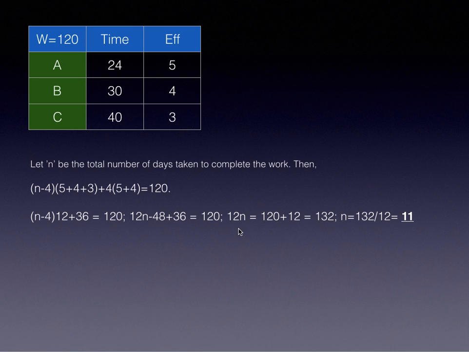Or we can do like this also. 12n minus 12 is equal to 120. That is 12 into n minus 1 is equal to 120. Therefore, n minus 1 will be 120 by 12, which is equal to 10. n is equal to 10 plus 1, 11.